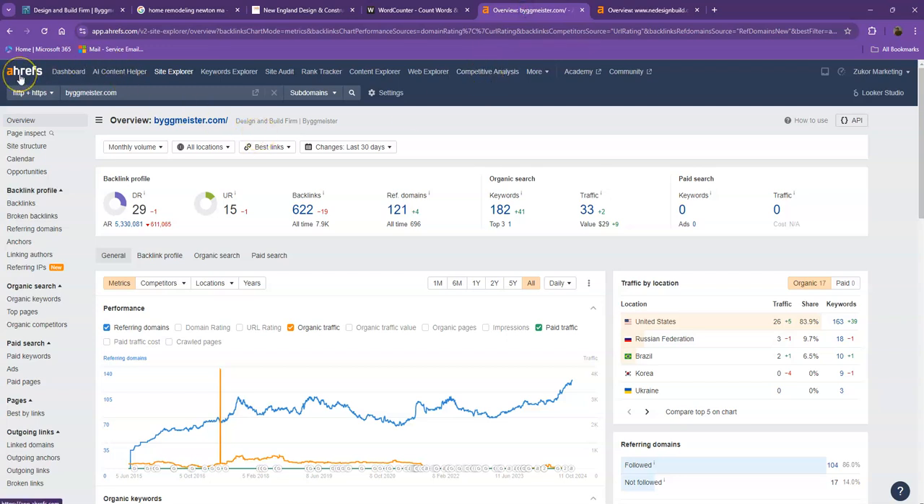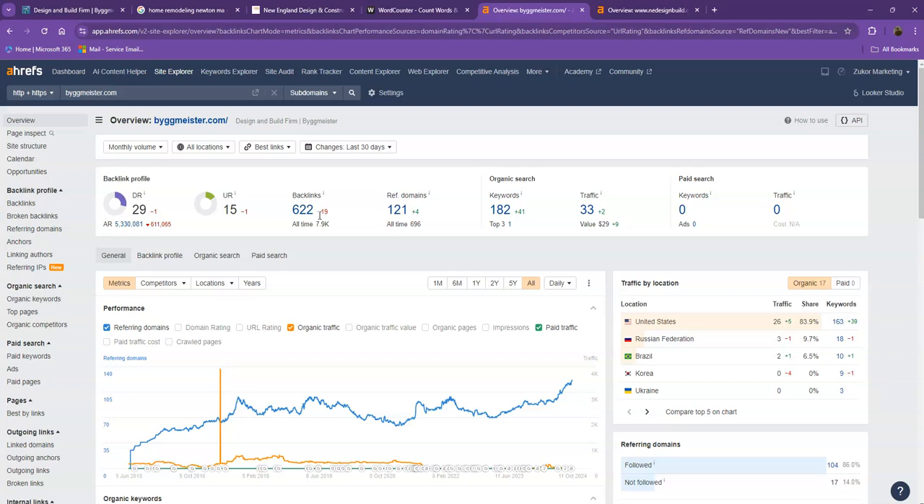We have here Ahrefs, one of the paid tools that we're using for us to have some more information on the back end of your website. We'll be talking more about the numbers starting off with DR. This is the level of trust that Google has in your website, and UR is the strength of your website.